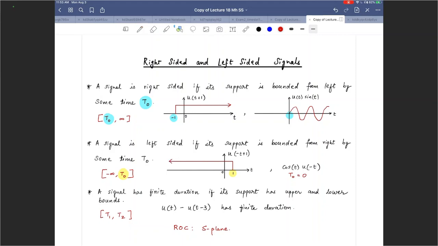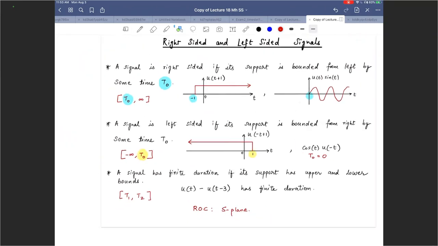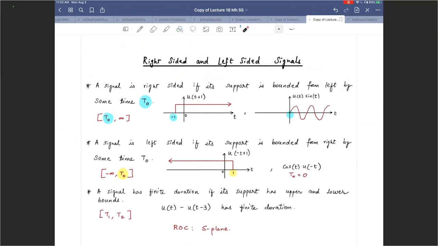So a signal moving to the left, of course you are going to call that left-sided signal. Now, a signal that has a finite duration means it is bounded both on the left as well as on the right. A signal has a finite duration if its support has upper as well as lower bounds. So it is bounded on the left by t1, it is bounded on the right by t2.